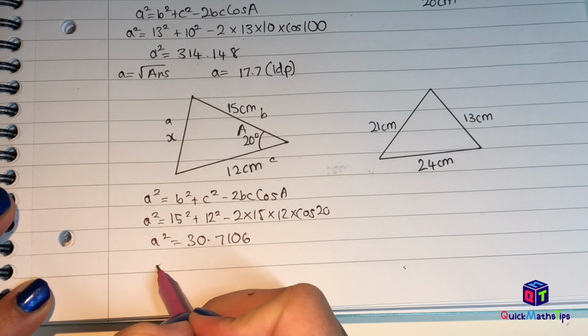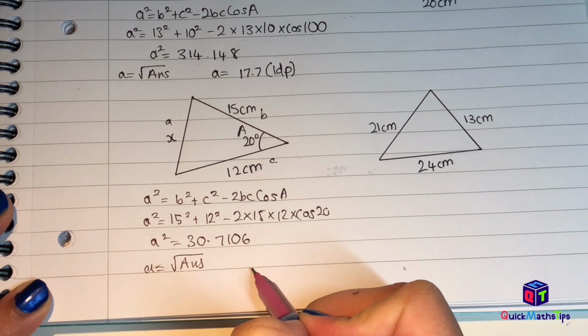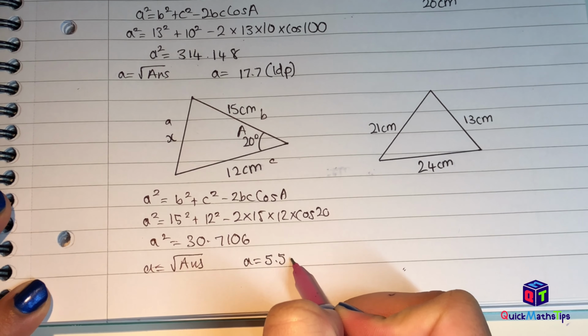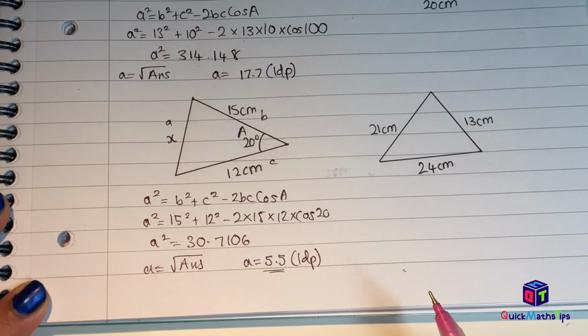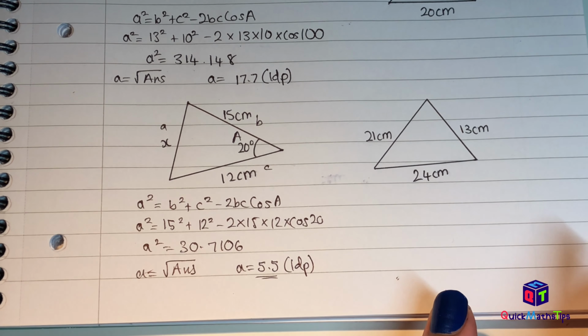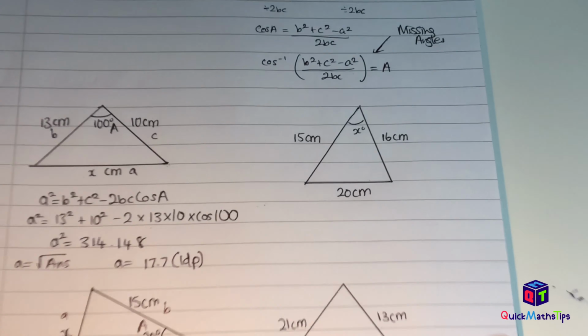30.7106. We are trying to work out the value of a, so we're going to square root our answer in our calculator. And we should get the value of a to be 5.5 to 1 decimal place. So you should get 5.5 centimeters to 1 decimal place. So that's how to put the missing side formula into practice. Now let's have a look at how to put the missing angle formula into practice.